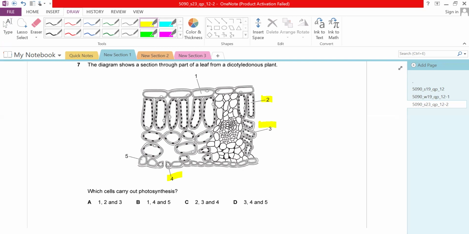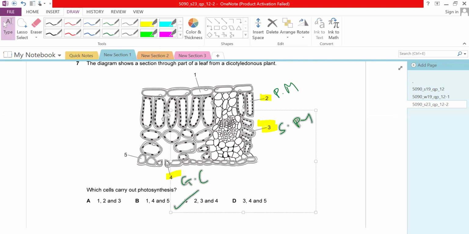And 3, which is spongy mesophyll, also has stomata. And this is palisade mesophyll, it also has stomata. Spongy mesophyll, and these are guard cells, and they also have stomata. So 2, 3, and 4, these four parts of a leaf have stomata and carry out the process of photosynthesis. Option C is correct for question number 7.